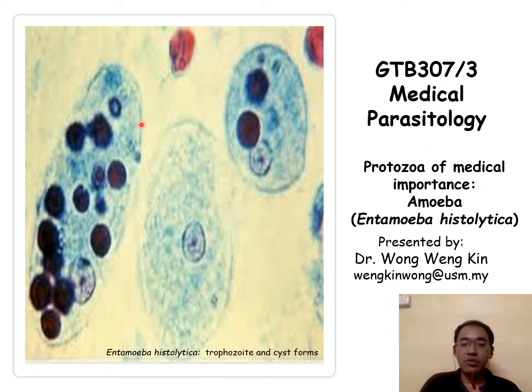Today our topic will be on Entamoeba histolytica, one of the human pathogenic amoeba. Let's look at these figures. This figure is showing the trophozoite of the parasite. If you can see, the trophozoite is elongated in shape, and we can see the nucleus.